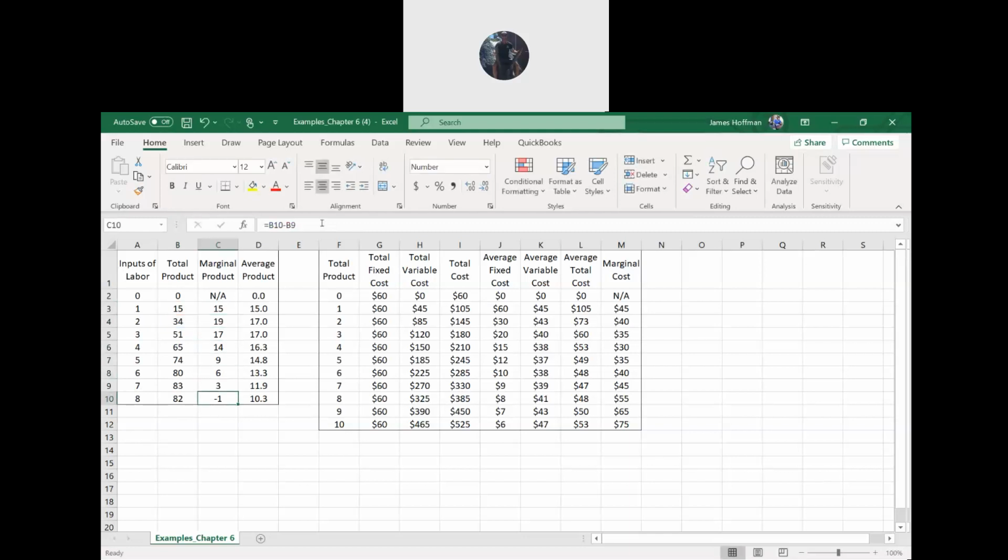All right, and then it looks like going from 7 to 8, you go from 83 to 82, and that must be the point at which you hit negative returns, where adding the 8th unit of labor was not only less productive, but it was unproductive.